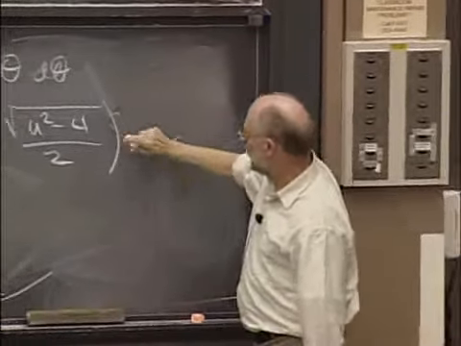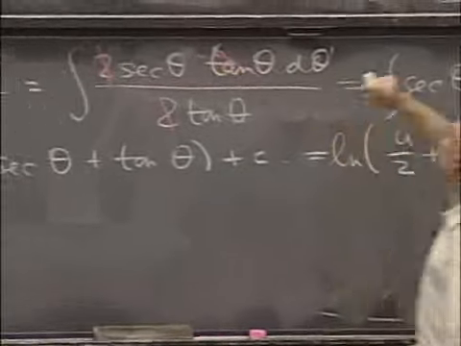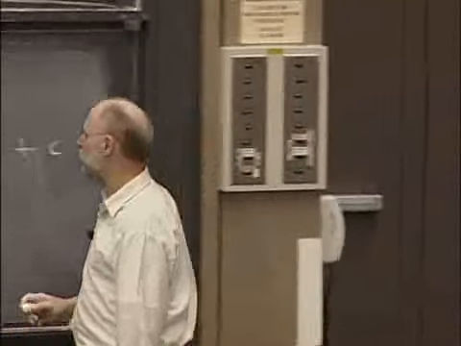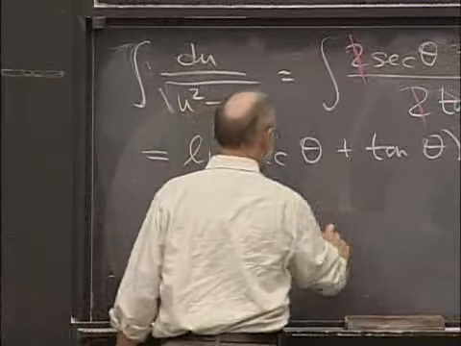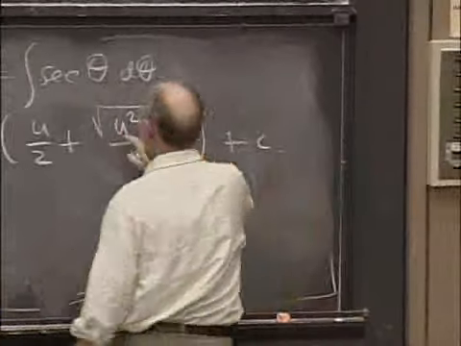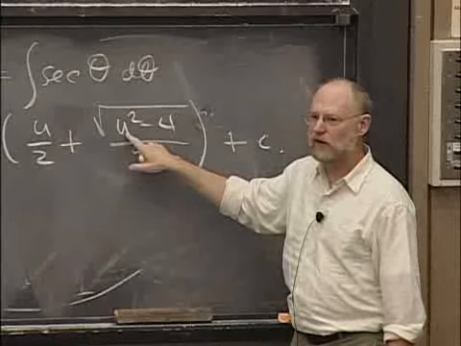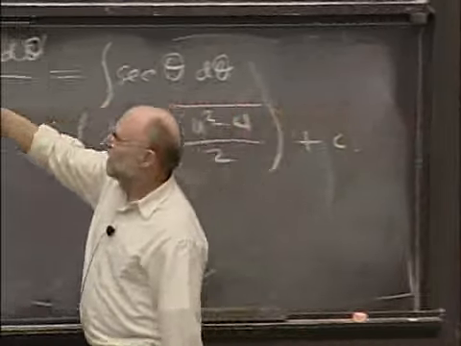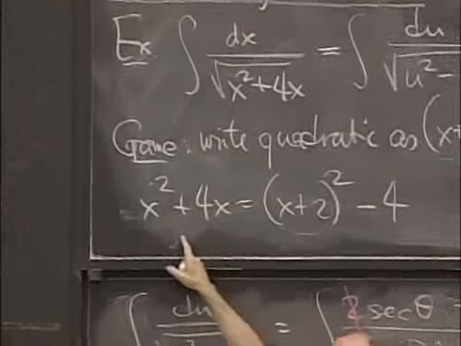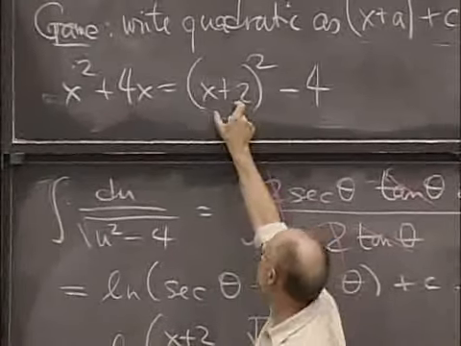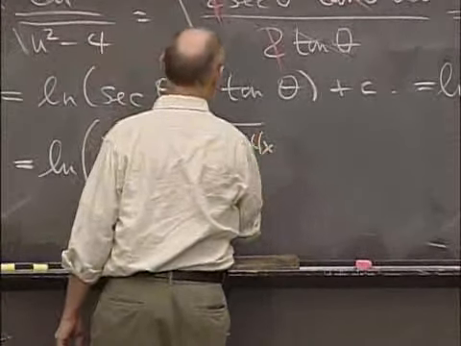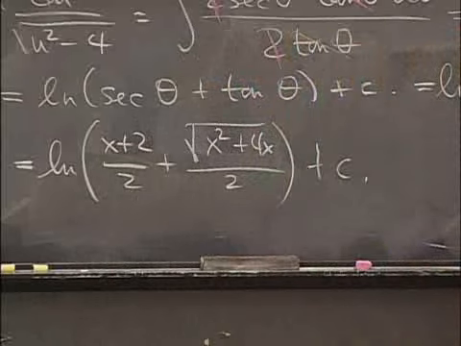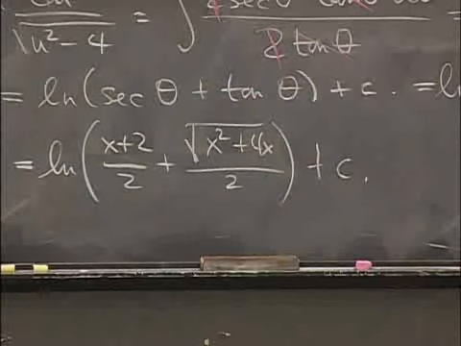I'm not quite done yet because my answer is involved with u, and what I wanted originally was x. But this direct substitution that I started with is real easy to deal with. I can just put x plus 2 every time I see a u. And so this is the natural logarithm of x plus 2 over 2 plus the square root. What's going to happen when I put x plus 2 in place for u here? You know what you get. You get exactly what we started with, right? If I put x plus 2 in place of the u here, I get x squared plus 4x. So I've gotten back to a function purely in terms of x.